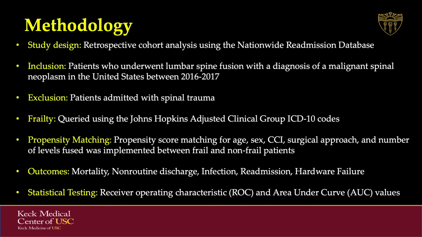For the methods, our study was designed as a retrospective cohort using the Nationwide Readmission Database, or NRD. We used years 2016 and 2017 and excluded patients with spinal trauma. For frailty coding, we used ICD-10 codes as indicated by the Johns Hopkins Adjusted Clinical Groups code. We used propensity score matching for age, sex, CCI, which is Charlson Comorbidity Index, surgical approach, and number of levels between frail and non-frail patients. And we used ROCs and AUC values to evaluate our models.